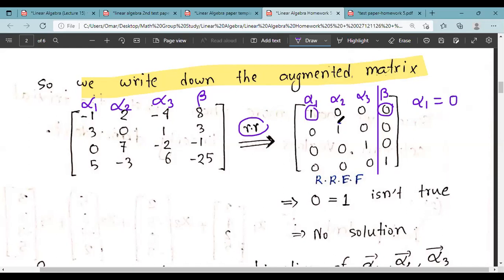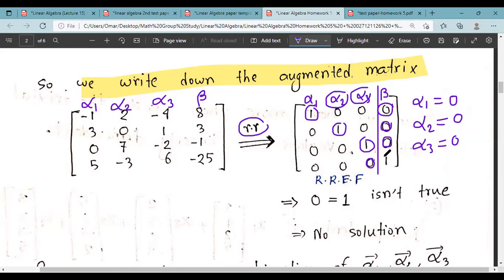And then we have alpha 2 here, right? On the right side we have also 0, so alpha 2 is equal to 0. And then we have alpha 3 here, right? On the right side we have 0, so alpha 3 is also equal to 0. But here there is no alpha, so this is 0 equal to 1, right?